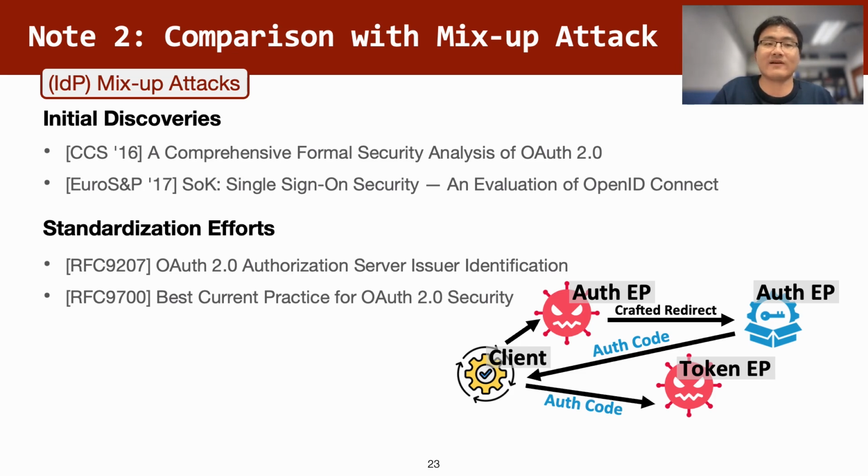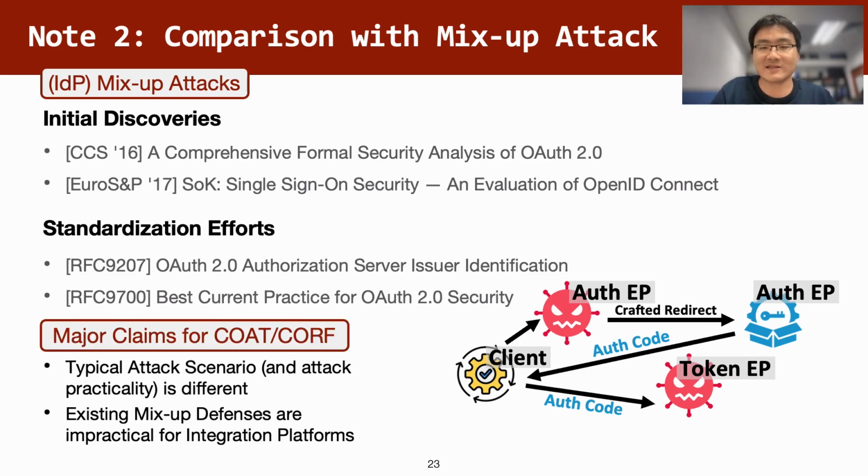Initial discoveries of mix-up or IDP mix-up attacks date back to around 2016, where two groups of researchers first discovered that there could be such an attack in theory. The community discussion has led to the defenses in two RFCs. But compared with mix-up attacks, our cross-app OAuth attacks target different scenarios, which eases the attack assumption and boasts a more practical attack.